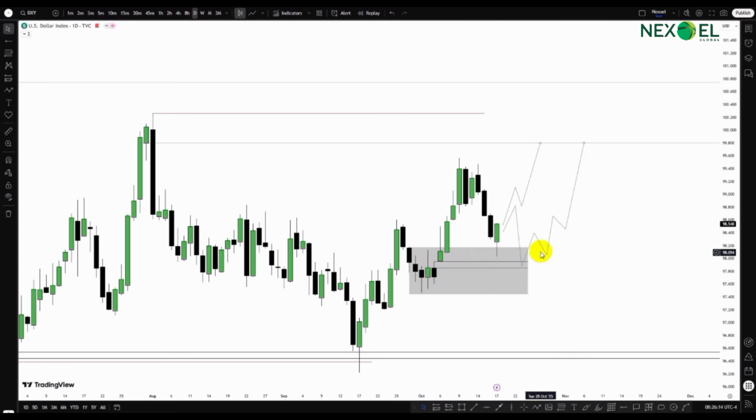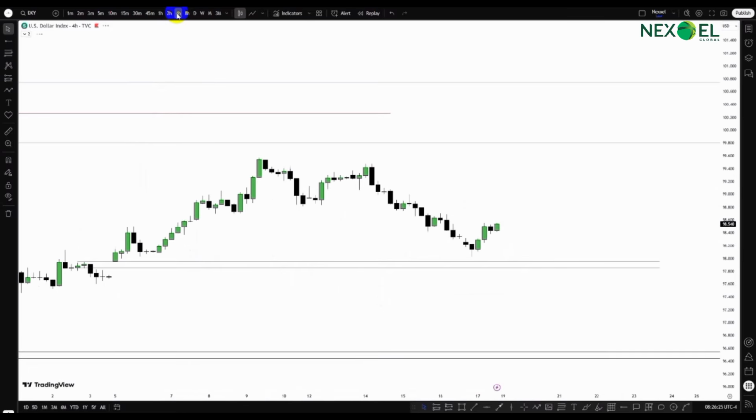Let's check that out in the 4-hour time frame. We may possibly see candles we may consider for a bullish movement, and also candles that may give us a consideration for a bearish movement of price to the downside. So let's look at the 4-hour time frame.